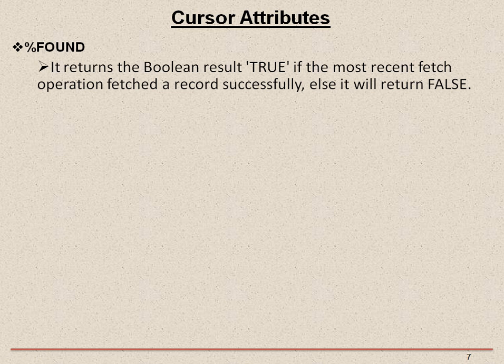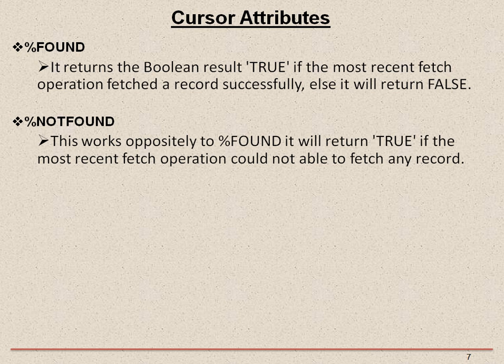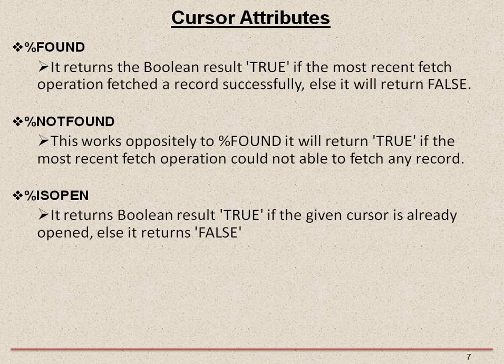Now next is percentage not found. It is exactly the opposite of percentage found. So if records match, it returns false, otherwise true. Then percentage is open. This is a very important cursor attribute. It returns a Boolean result, again true if the given cursor is already opened, otherwise it returns false.